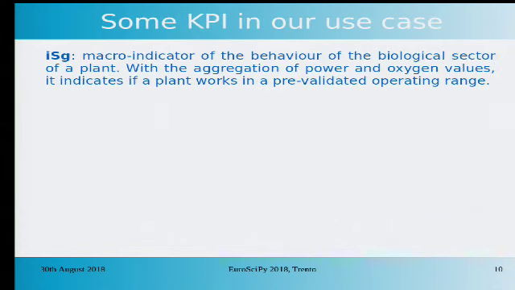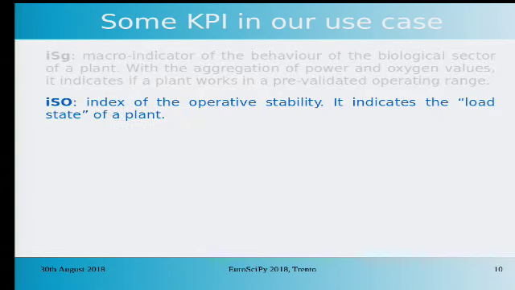This is a list of some KPIs we have defined in our work, and the ISG is the main indicator we have defined. It's an indicator of the general behavior of the plant, and can give us information on whether a plant is working in the correct operating range.